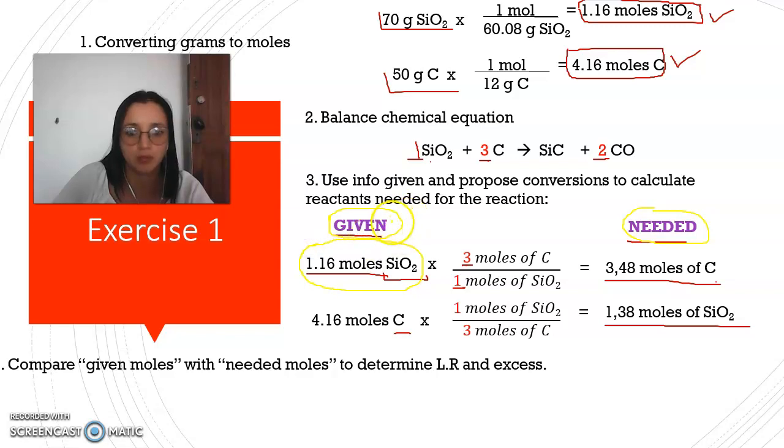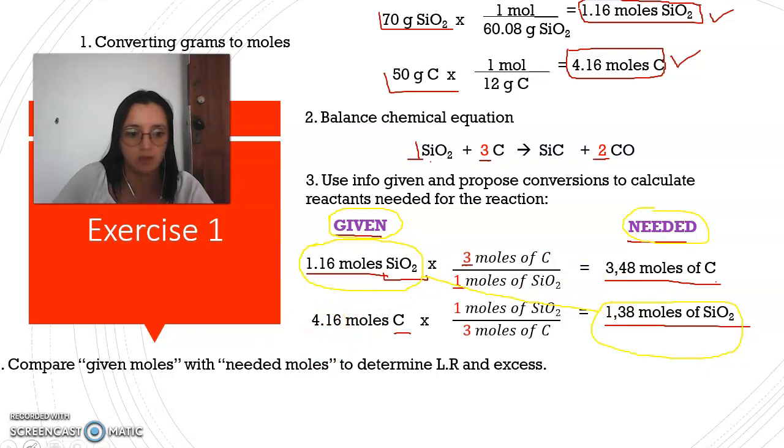So, for example, for silicon dioxide, we have 1.16 moles. That was what the problem gave me. And according to my calculations, I need 1.38 moles of silicon dioxide. The question is, do I have enough? If I have 1.16, but I need 1.38, it means that I don't have enough.